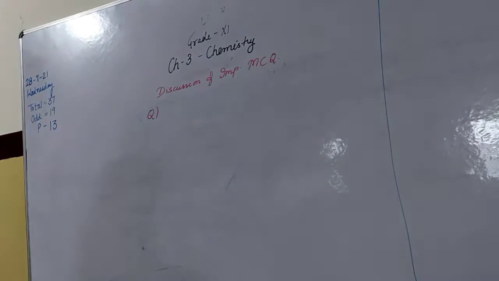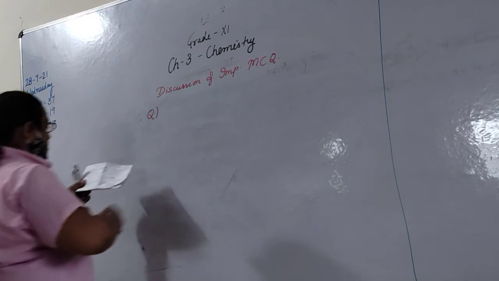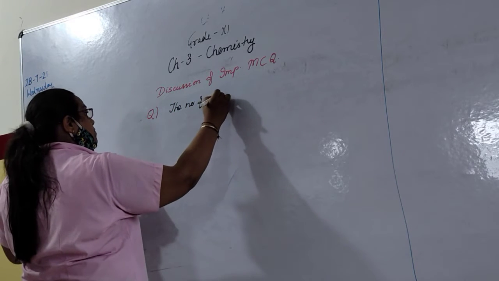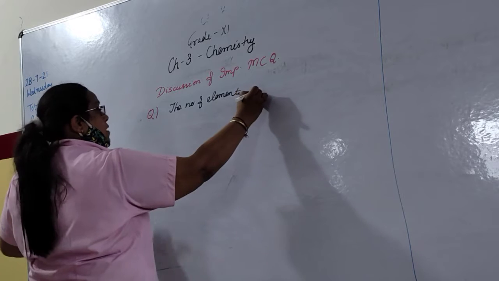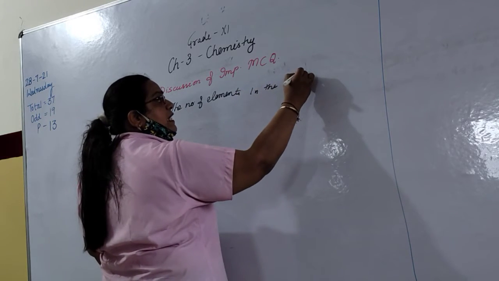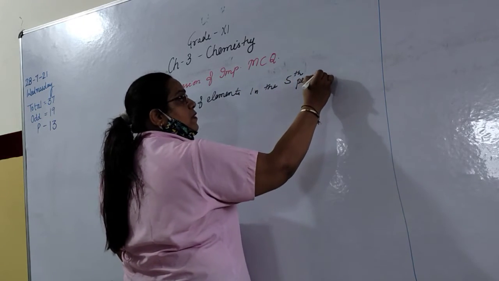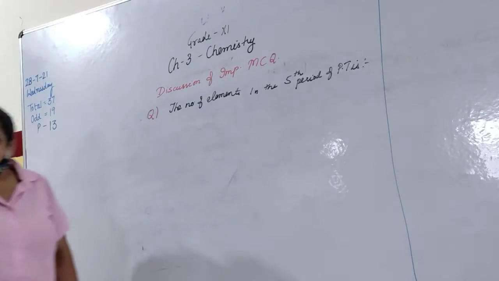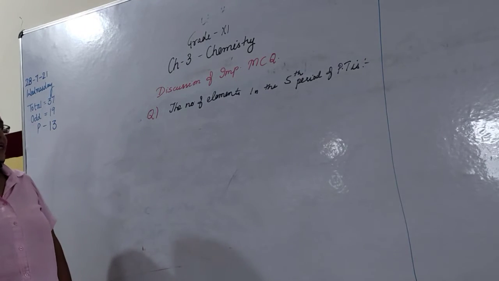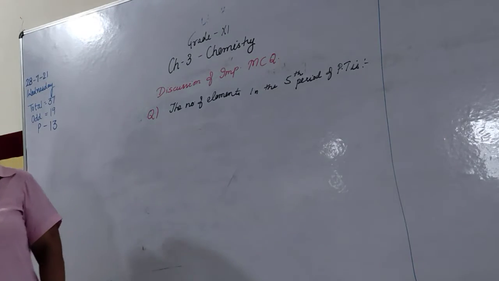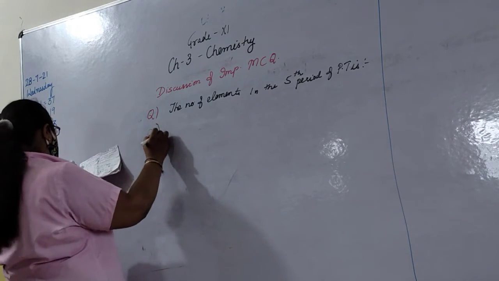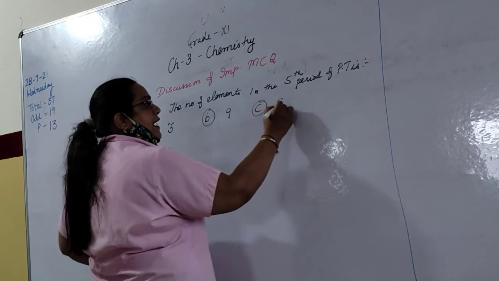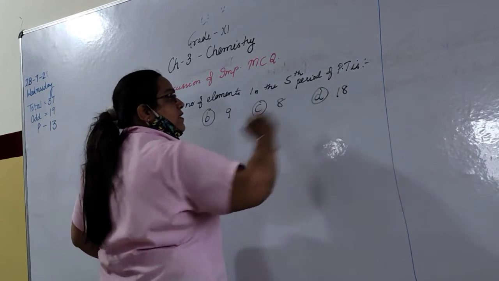The question is: the number of elements in the fifth period of the periodic table is. You have to calculate the number of elements. Solve it. Try to solve. Options are 32, 18, 8, 18.